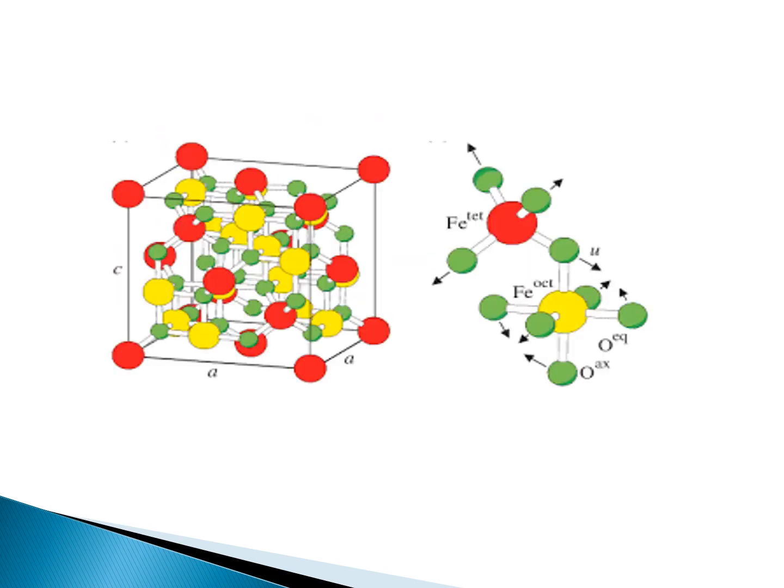Here is the inner view of the structure of the magnetite, which shows that the sublattice A is tetrahedral. In a tetrahedral structure, 4 atoms are attached to the central atom, while in case of octahedral, 6 atoms are attached to become an octahedral structure.